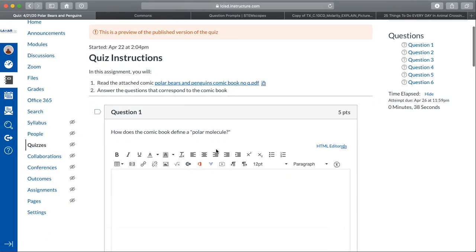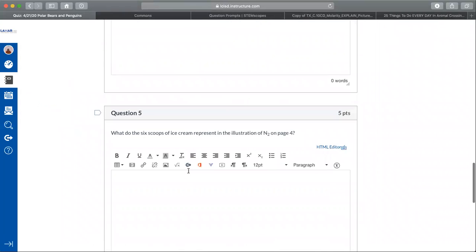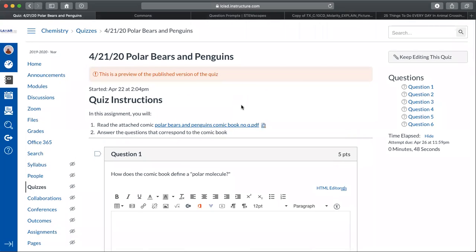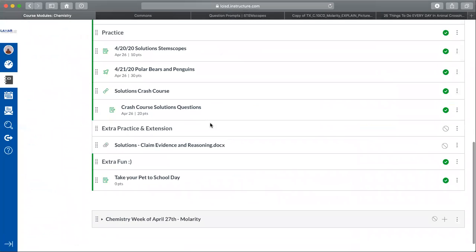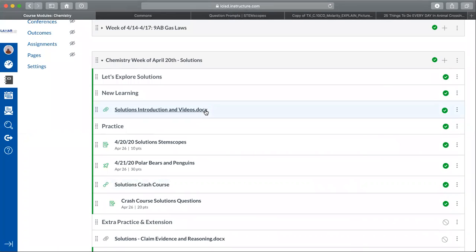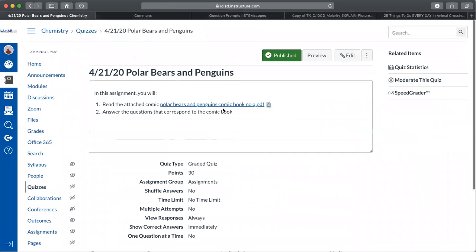Okay, so just enter your answers here. Please make sure they're complete sentences or else I'll dock some points, but it'll be due Sunday at 11:59, so you do have the whole week to do it. Everything else in the module will help you: the introduction and videos, the STEM scopes reading, the crash course, all of that is there to aid you while you're answering these questions, but you can have the comic book open while you are answering these questions, okay?